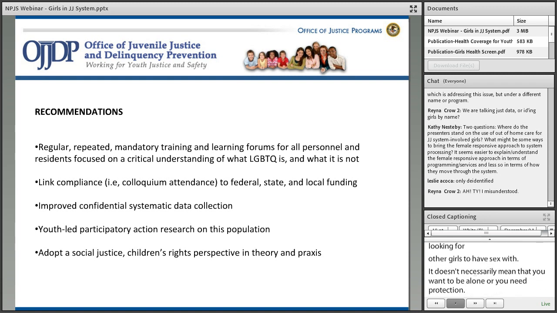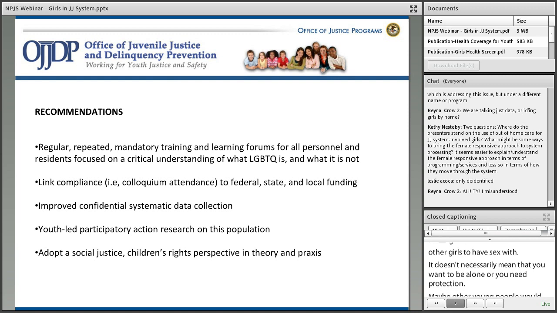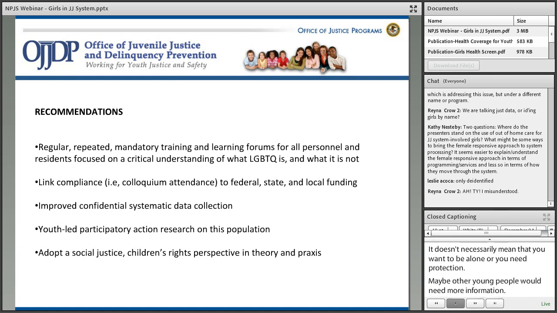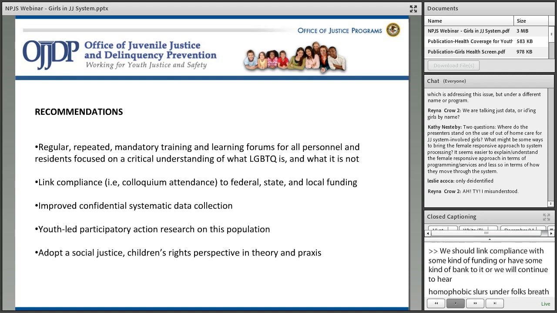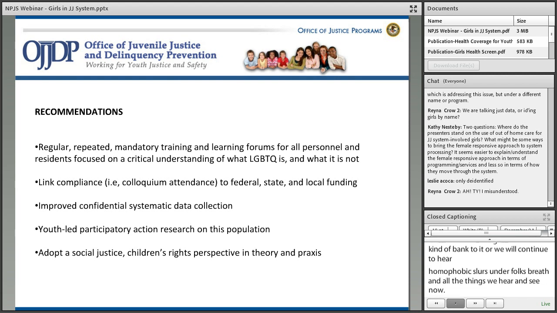We should link compliance with some kind of funding, or have some kind of teeth to it, or we will continue to hear homophobic slurs under folks' breath and all the things that we hear and see now. We need improved confidential systematic data collection, which I know Leslie Okoka's work is arguing for, and youth-led participatory action research on this population has many interesting reports. And also adopt a social justice, transformative justice, children's rights perspective in working with these youth.